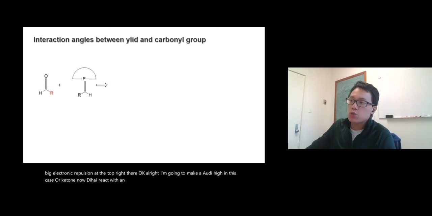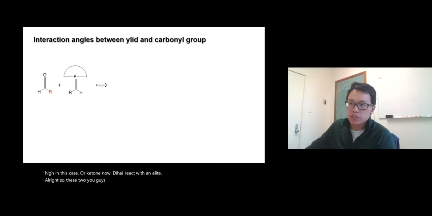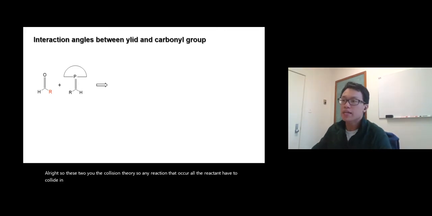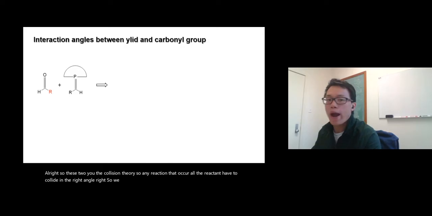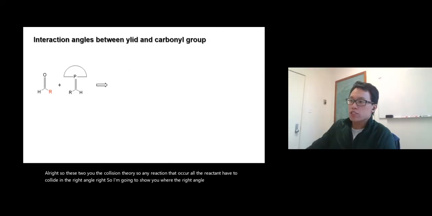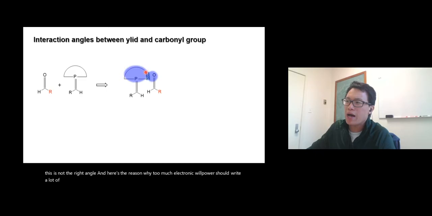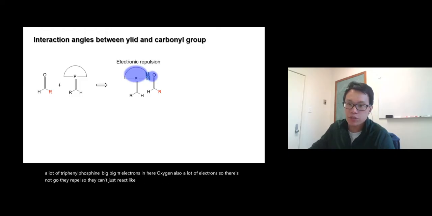These two, you know the collision theory. Any reaction that occurs requires all the reactants to collide at the right angle. So I'm going to show you where the right angle is. First of all, this is not the right angle, and here's the reason why. Too much electronic repulsion. There's a lot of triphenylphosphine, big pi electrons in here, and oxygen also has a lot of electrons, so they repel. They can't just react like that. So, electronic repulsion.